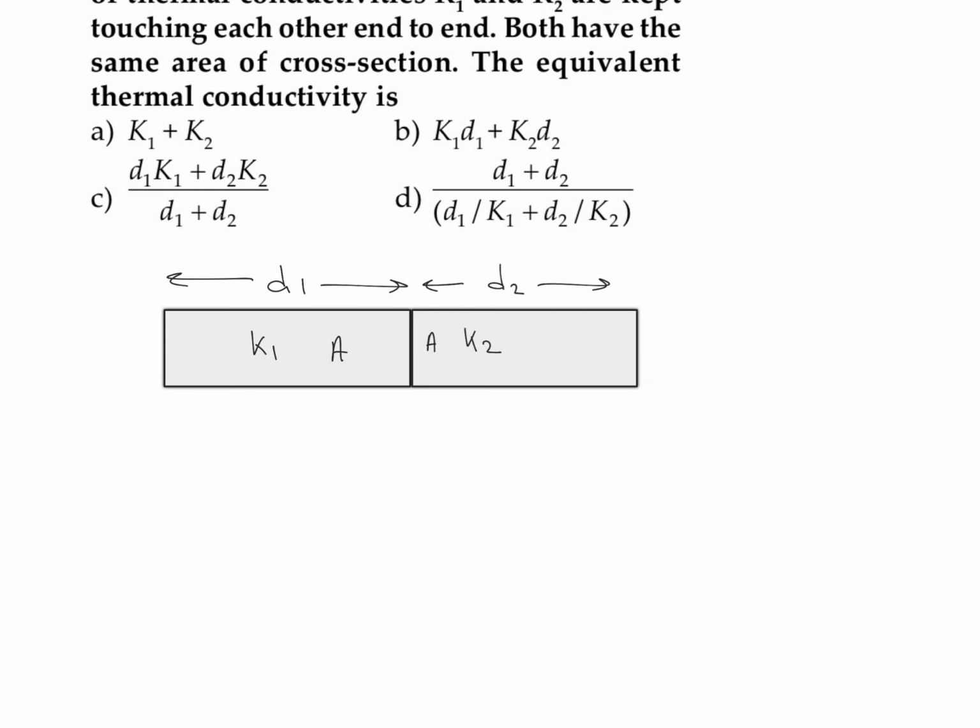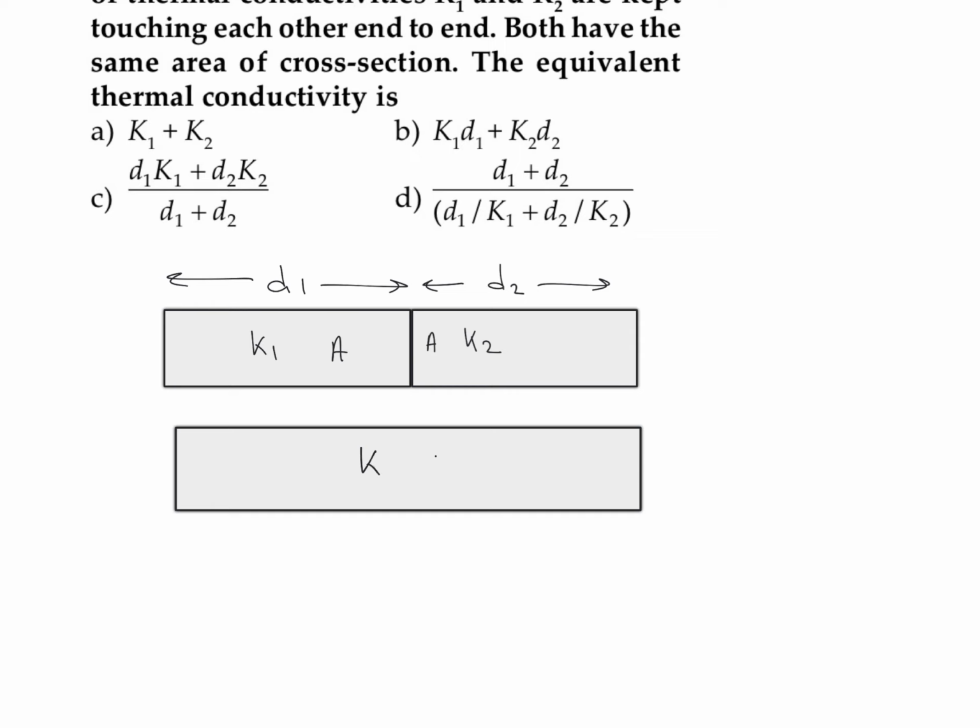We know the meaning of equivalent thermal conductivity. If you want, you can directly use the equation of equivalent thermal conductivity, or you can just derive it. So we'll consider that while combining these two conductors, we are going to get a single conductor of conductivity, let's say K, and area A, and its length is going to be d1 plus d2.